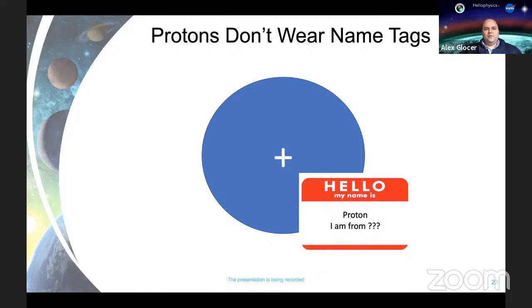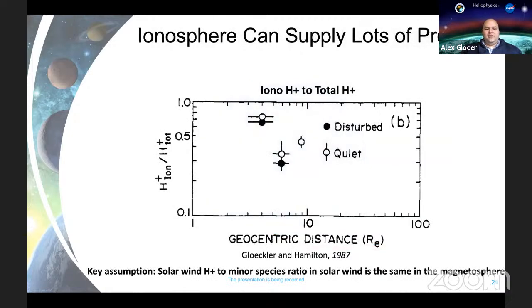So when people do data studies, they try and get at this in a couple of different ways. So this is an example from Glocer and Hamilton, where they were using AMT data, assuming that the solar wind proton to minor species ratio in the solar wind is the same as in the magnetosphere. They can find one potential answer to this question. And in some locations, the ionospheric contribution of protons can be quite significant, exceeding 50%.